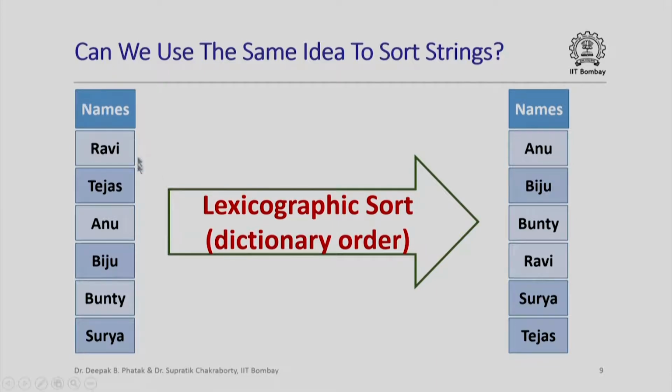Suppose instead of an array of integers, I had an array of names like Ravi, Tejas, Anu, Biju, Bunty and Surya, and I wanted to sort them in the lexicographic order or in the dictionary order. So the name that would appear first in the dictionary, Anu, should appear at the top of this sorted array. The name that should appear next, Biju, should appear next, and then Bunty, Ravi, Surya and Tejas. So the question is, can we use the idea that we used for sorting integers to actually sort arrays of strings as well?